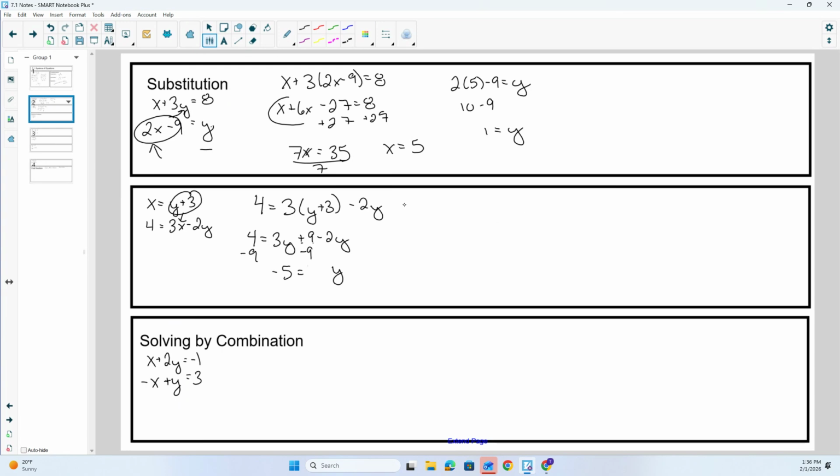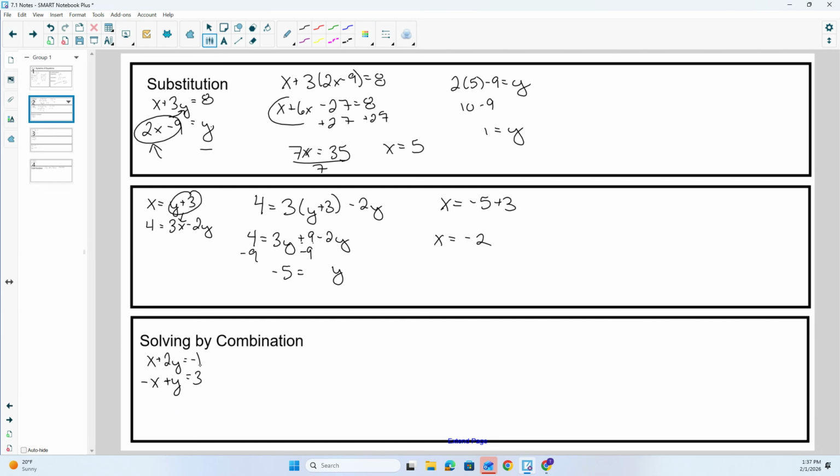Again, I'm going to put that back into the equation, x is equal to negative 5 plus 3, and x is going to equal negative 2. Okay, so that's substitution. If, for instance, one of them wasn't already solved, we would need to isolate either x or y, and you can choose which one you want.